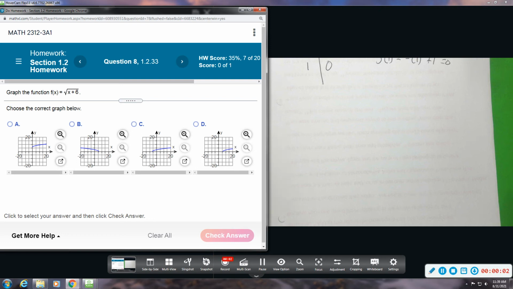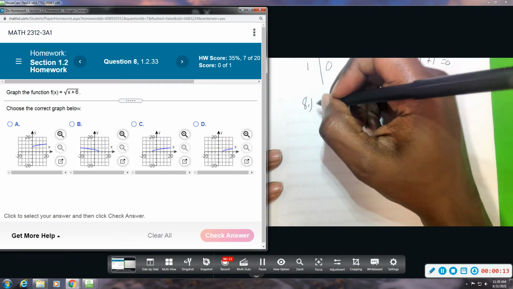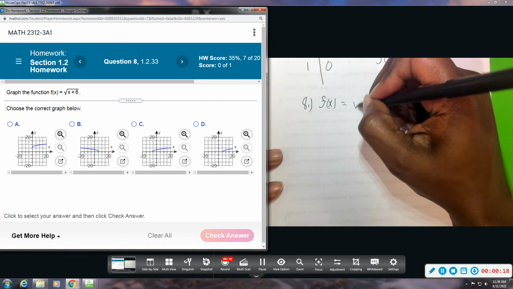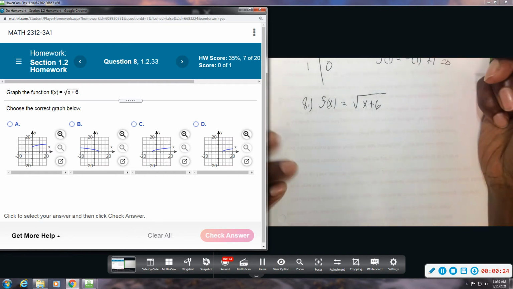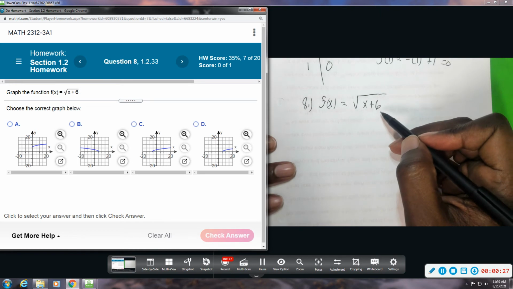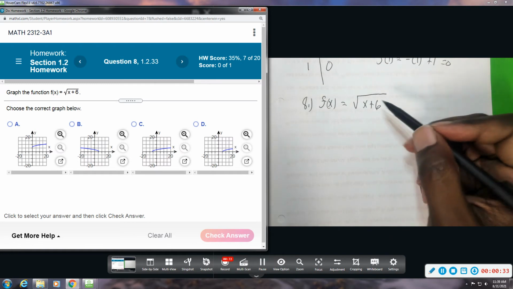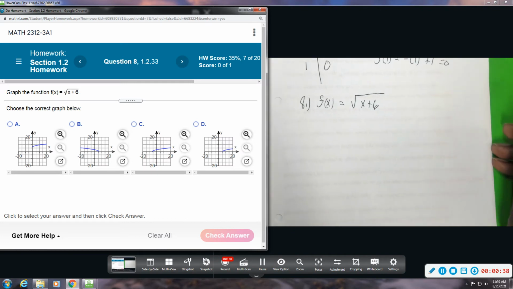All right, number 8, we also want to graph this function. This time it's already graphed below, and we just need to choose which one is correct. We're given the function f of x equals the square root of x plus 6. In this case, you want to be aware of your domain and which numbers actually work. Sometimes if you plug a number in, it might cause it to be negative. So you want to be careful there.